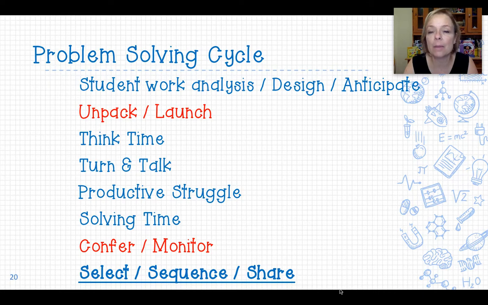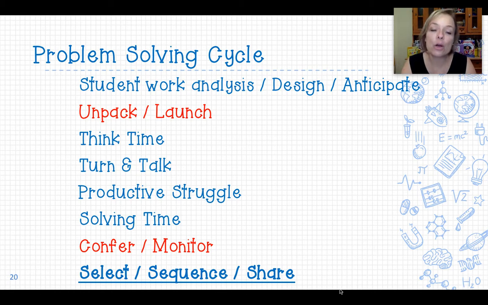We want to give them ample time to solve, and while they're doing that, we try to confer and monitor in the distance learning classroom. When we're face-to-face, we can do that really easily by looking over a student's shoulder, asking a question or two, and then moving on to the next student.